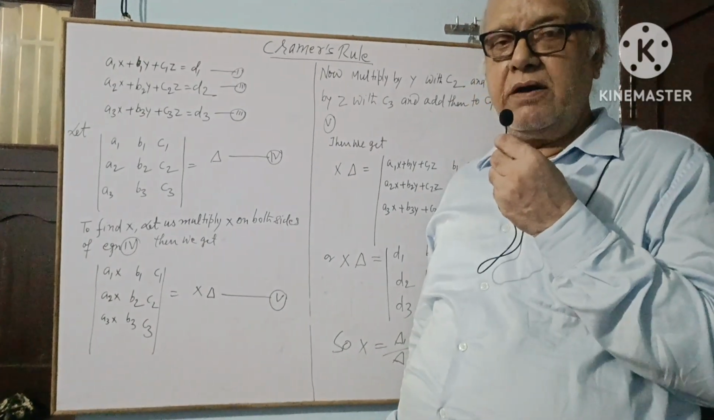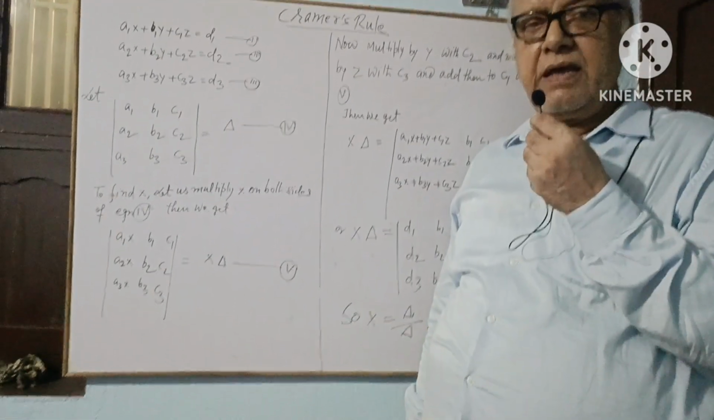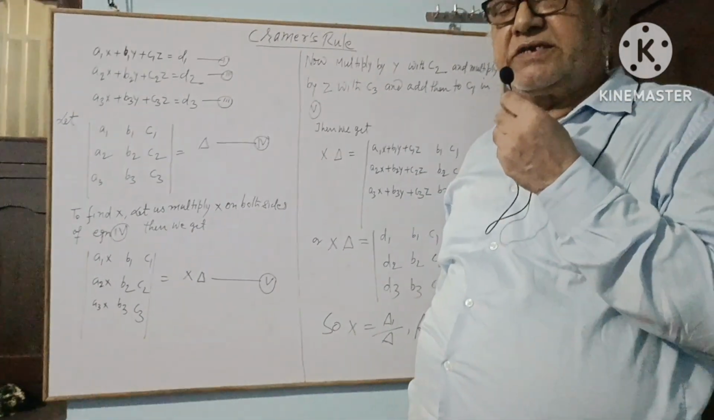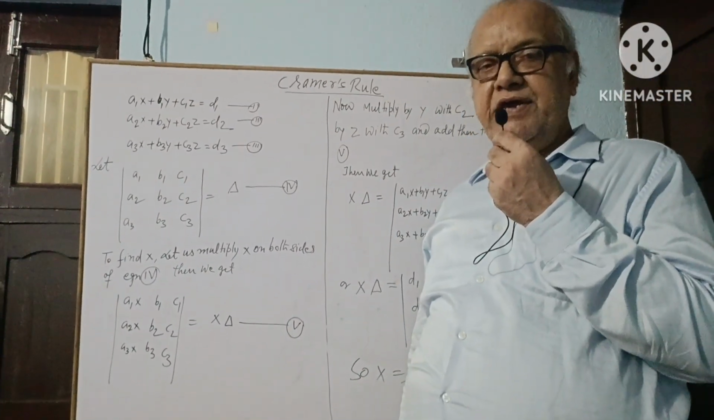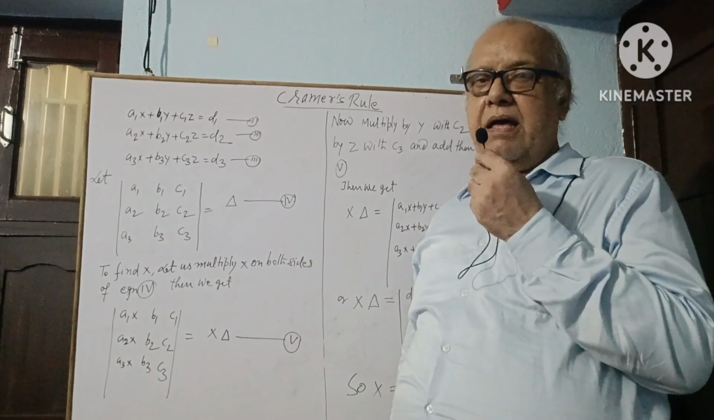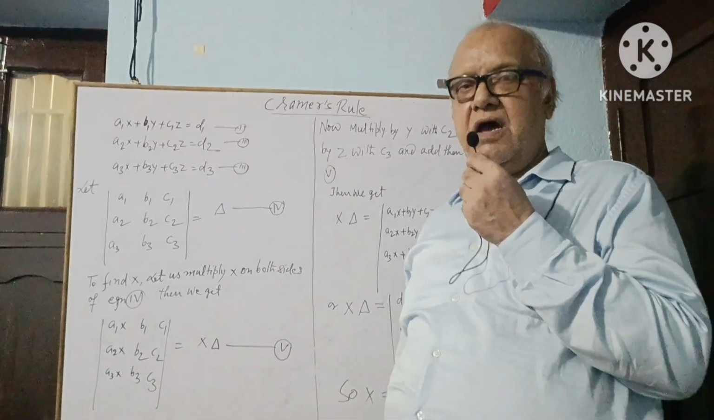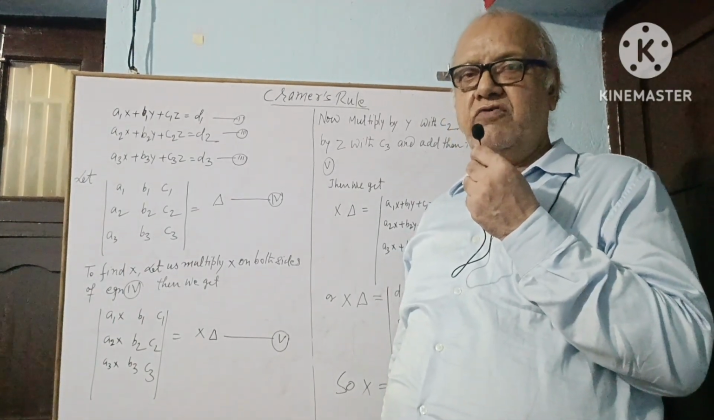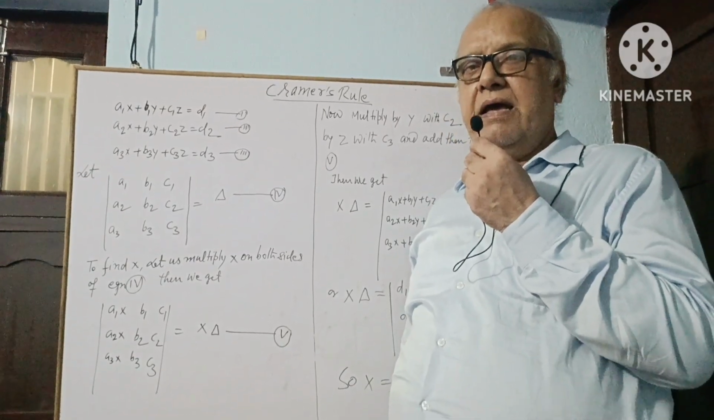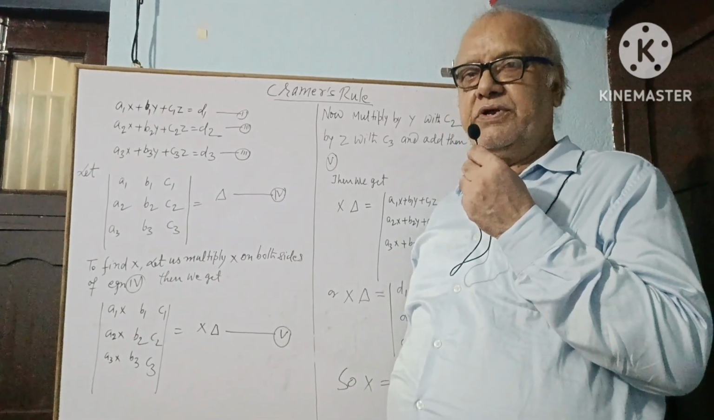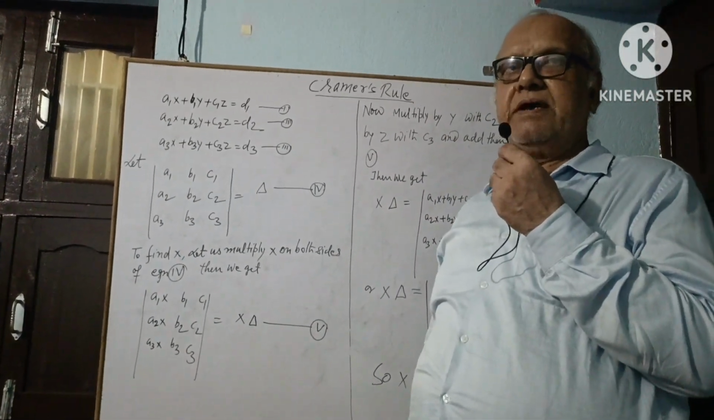Today I have come with the proof of Cramer's rule. Yesterday in the first lecture of Cramer's rule, I gave an example of the application of Cramer's rule. By Cramer's rule, we can solve simultaneous equations with more than 3 or 4 variables, that is, equations in which the variables are more than 2 or 3, 4, etc. Today, we will give the proof of Cramer's rule.